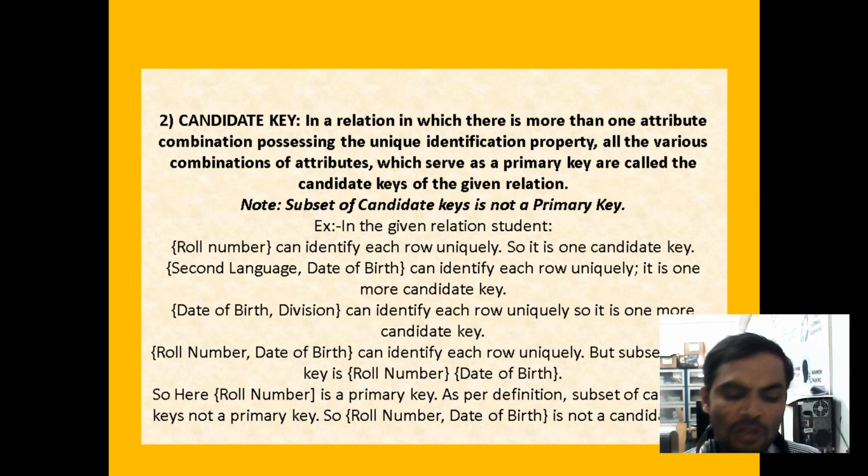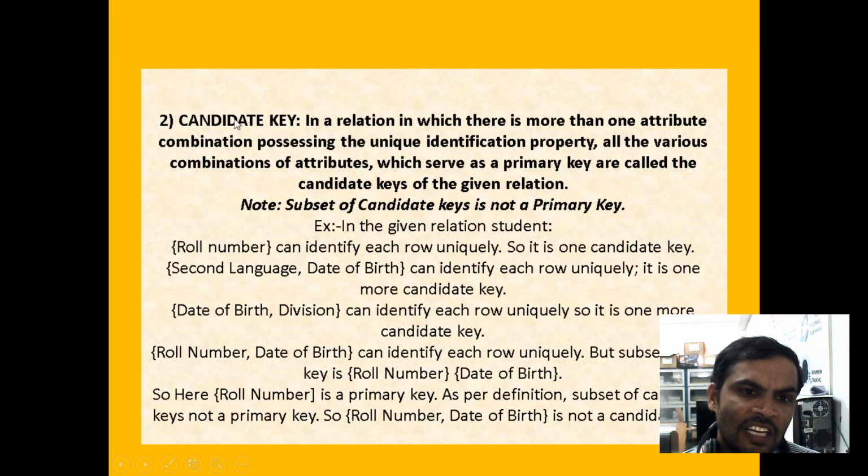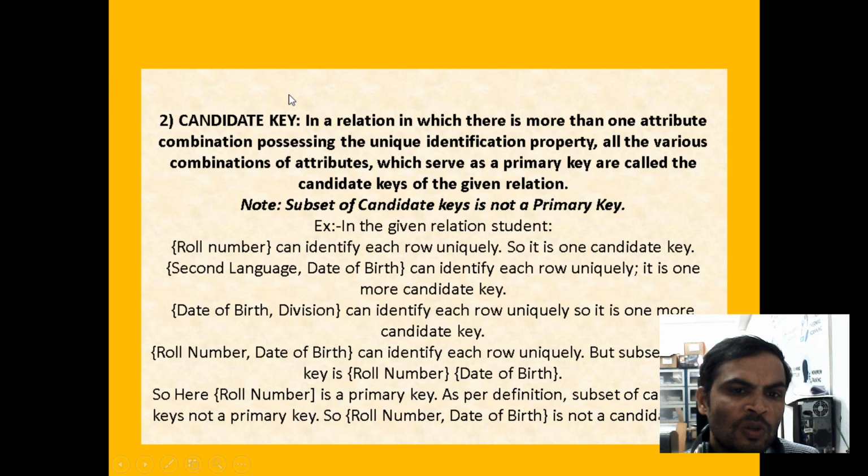For example, if you take the candidate key, roll number has uniqueness, and name also has uniqueness: Sweta, Dhartri, Shivani, Kavya, Jagruti, Shravani. Here the roll number and the name both are unique. Now if you have a composite set of the primary keys, among that we should consider a candidate key.